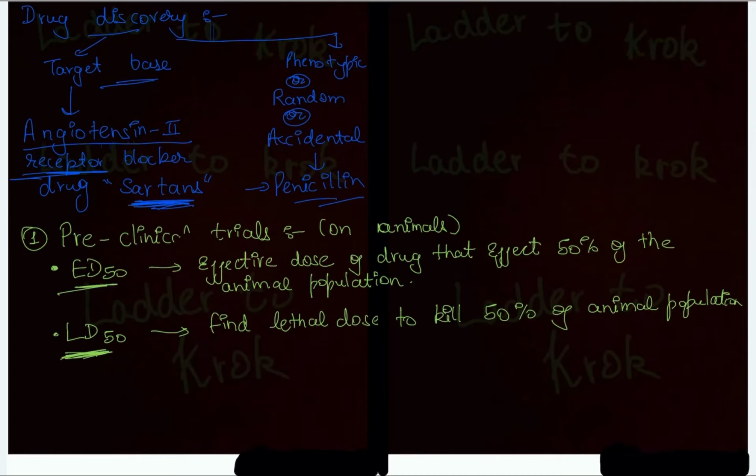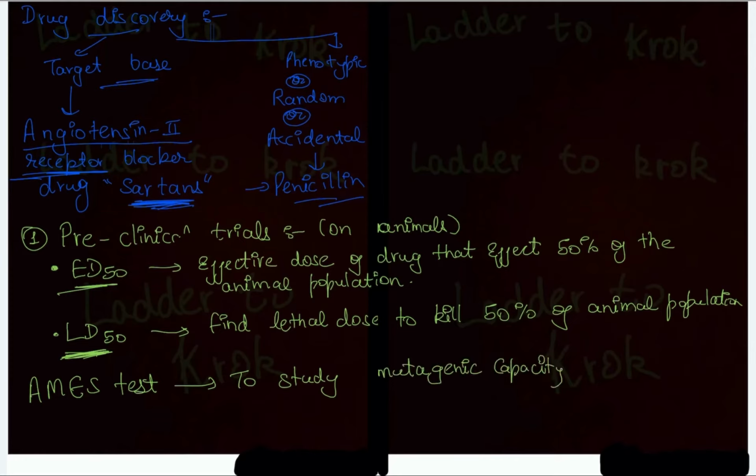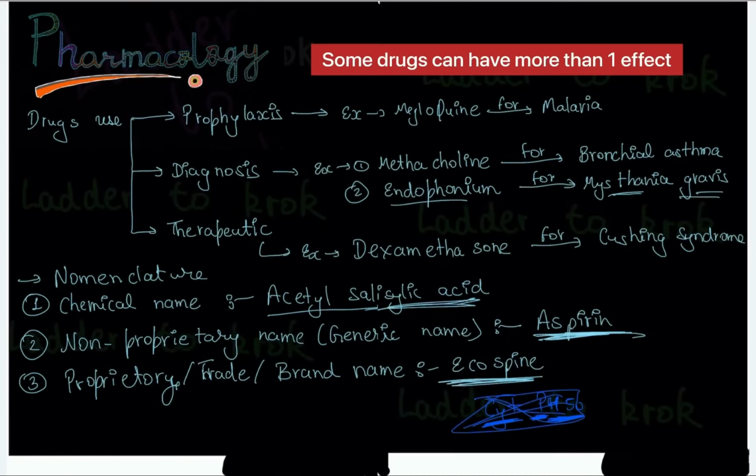Now after this we will do one test, that is the AMES test. This is an enzymatic type of test. Just remember, this test is to study the mutagenic capacity of a new drug. By which method can we study the mutagenic capacity of a drug? By the AMES test.